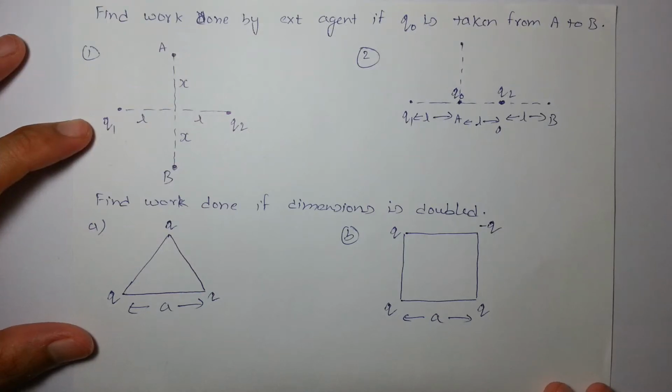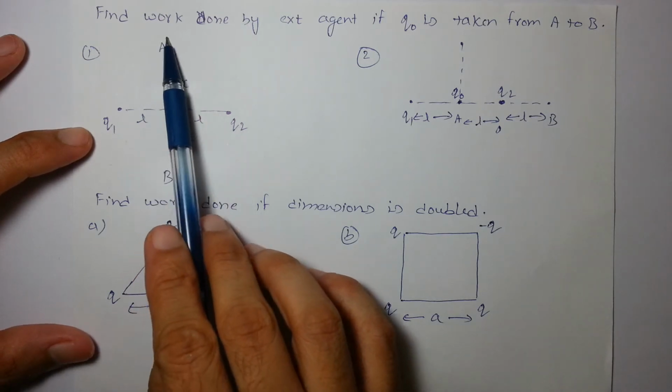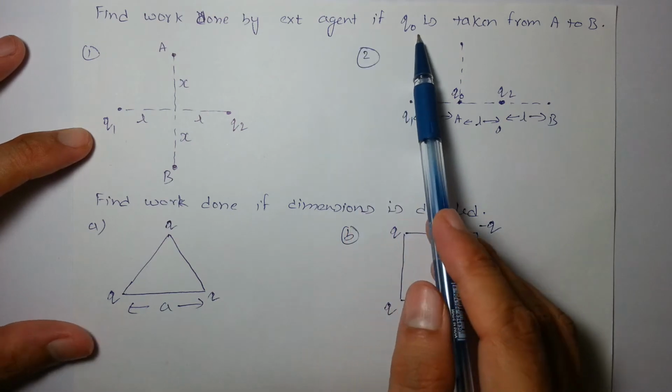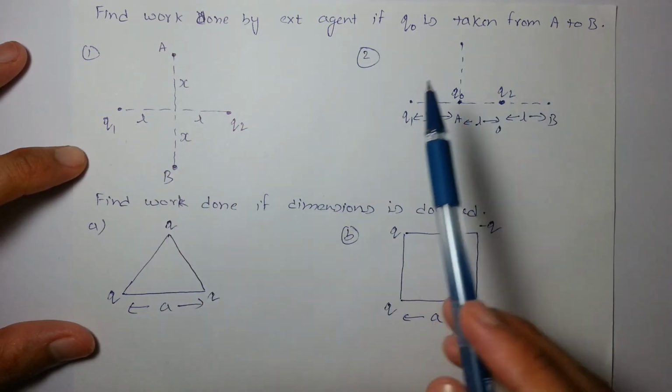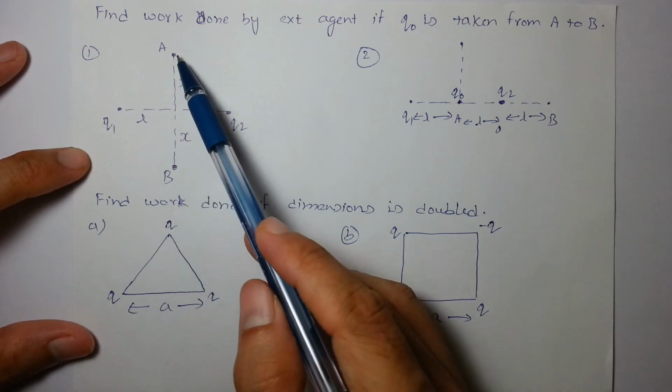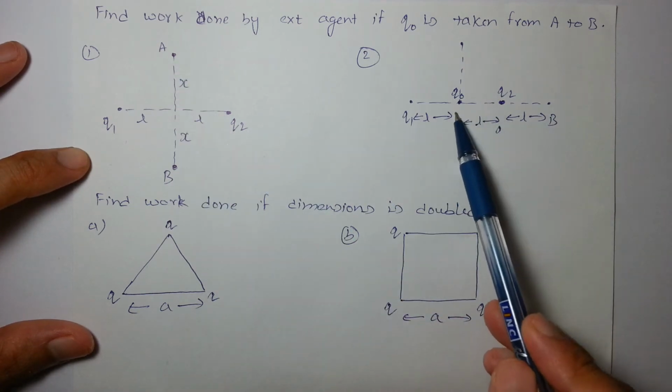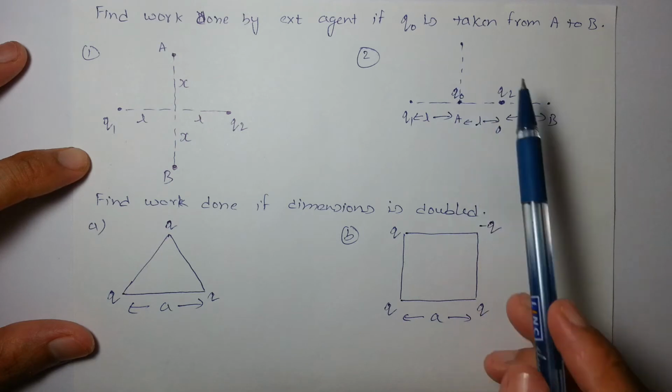Let's solve a few important questions on potential energy, electrostatic potential energy. Starting with the first one: the work done by an external agent if Q naught is taken from A to B. In these two examples, charge Q naught is taken from A to B, so we have to find the work done.